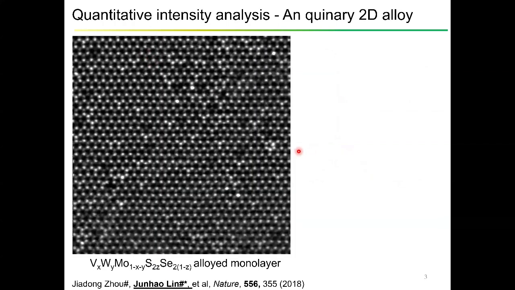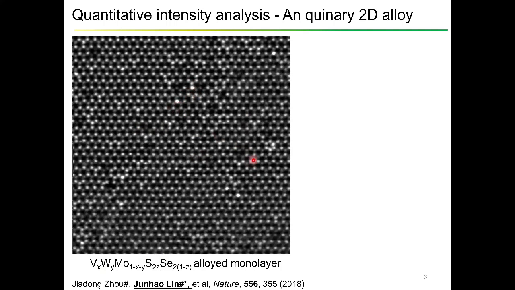So this is an example where we use the quantitative intensity analysis in a quaternary 2D material. So in this material, we mix 5 elements. That is the vanadium, tungsten, molybdenum, sulfur, and selenium. And by mixing these 5 elements, we can get a monolayer that is 1 molecular layer thick. And we put it into the microscope and get a STEM image, right? As I told you before, the dark and bright spots here have physical meaning because they stand for the scattering capability of the atomic columns.